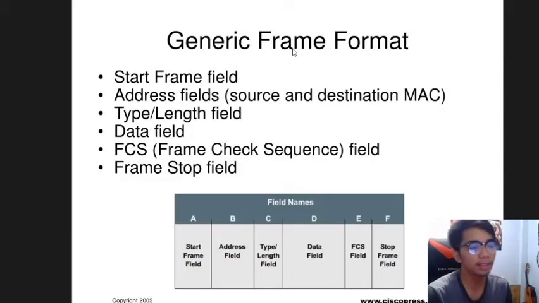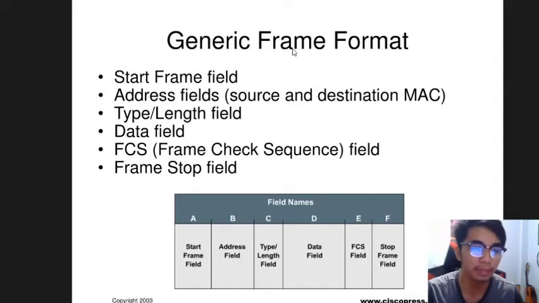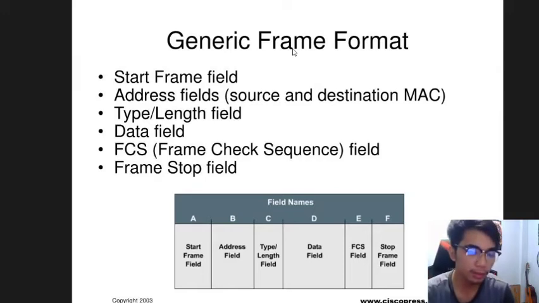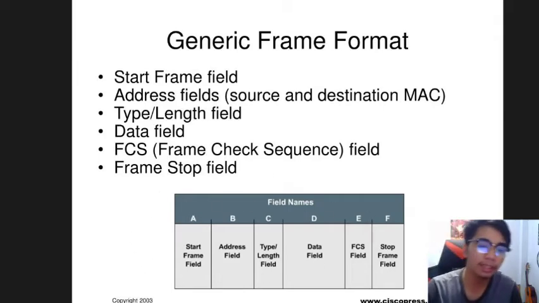The generic frame format consists of address fields, source and destination MAC, the type or length field, the data field, the FCS or frame check sequence field, and the frame stop field. The start frame field is at the start. These are how they are being arranged.